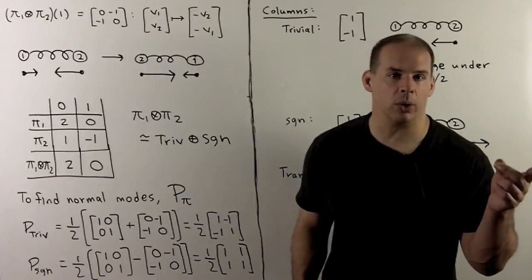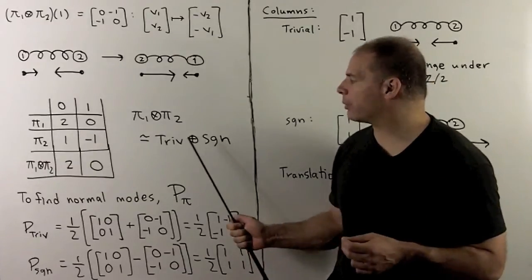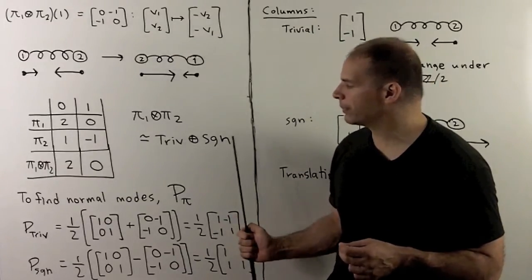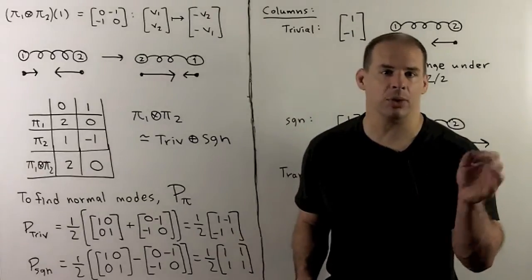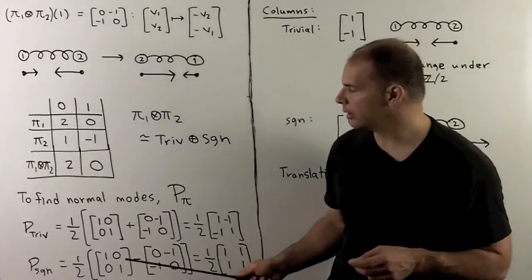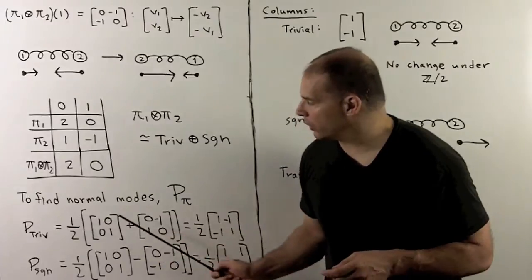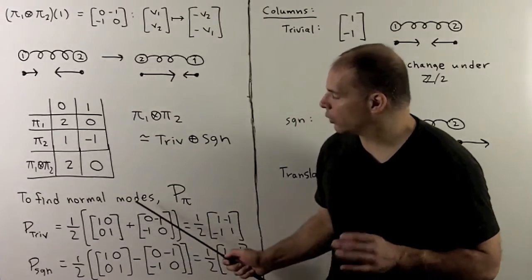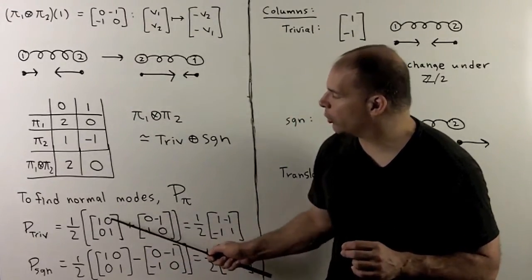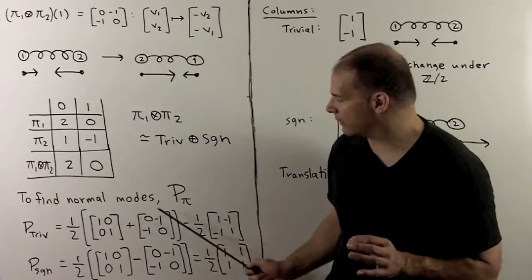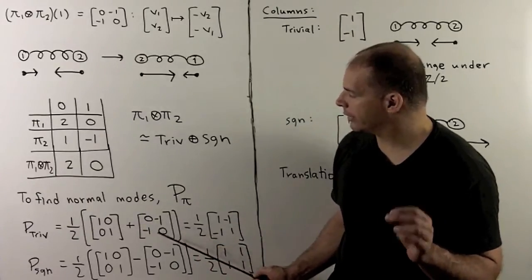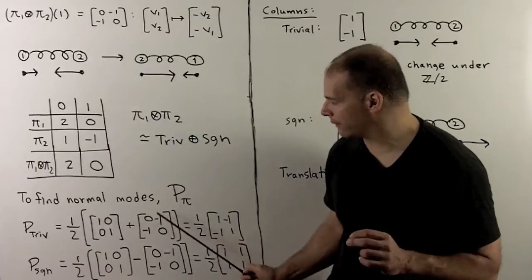If I want to find the normal modes, we're going to compute the projection operators for each of these irreducibles. Then we're going to peel off the columns of those operators. Now, for the trivial, what do we do? We're going to take 1/2, apply the representation to each group element, and then weight by the character values of the irreducible. Okay, so here we're using the trivial, so we just put a 1 in front of everything.